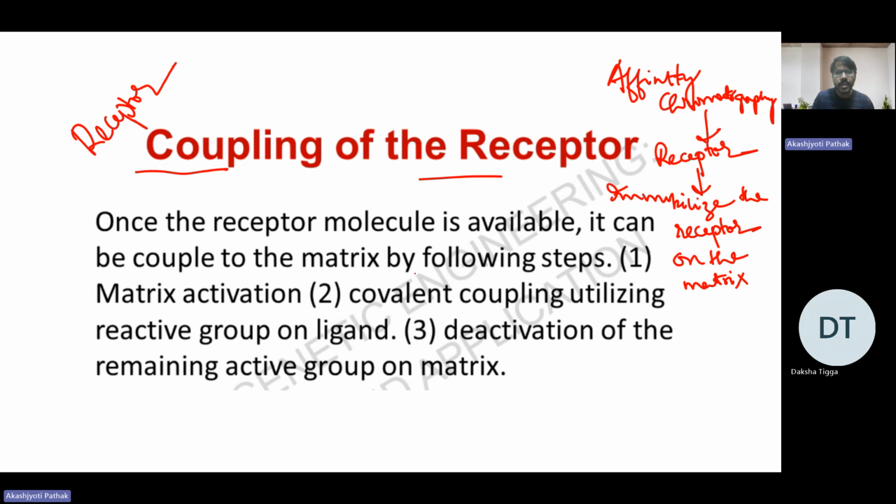It can be coupled to the matrix by the following steps: matrix activation, covalent coupling, and deactivation of the remaining groups. So there are three steps actually. First, you need to activate the matrix. Once you have activated the matrix, the next step is covalently coupling the reactive group on the ligand. Once you have activated the matrix, there will be some chemical groups on the matrix that will allow this ligand, or this receptor, to form a complex with the matrix. And then you add some other chemical that will deactivate the remaining active groups on the matrix.